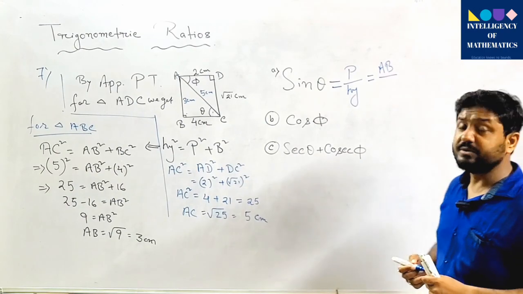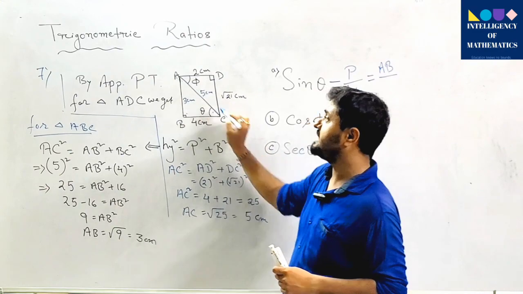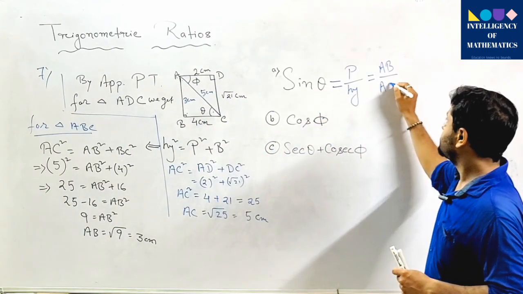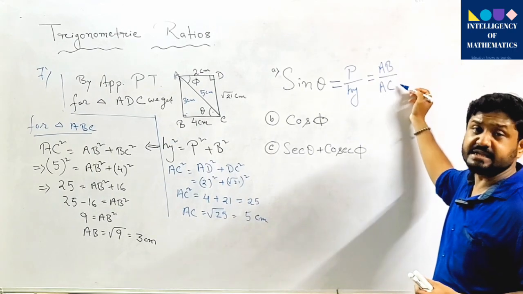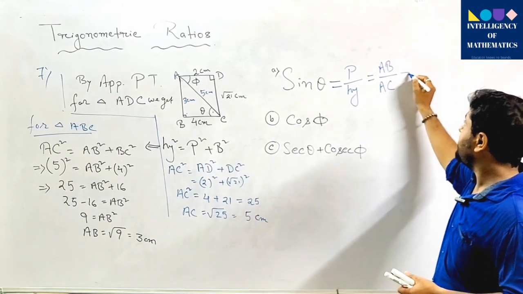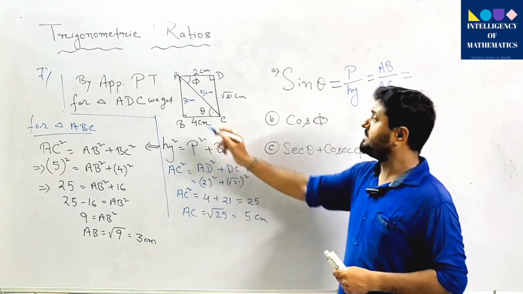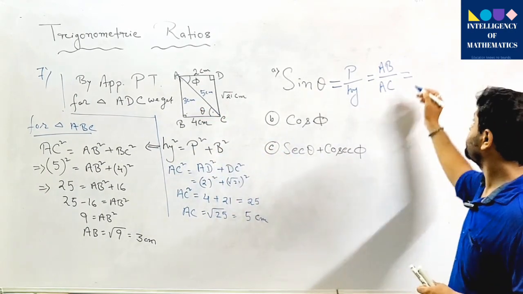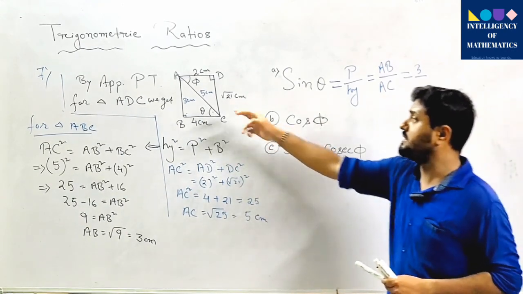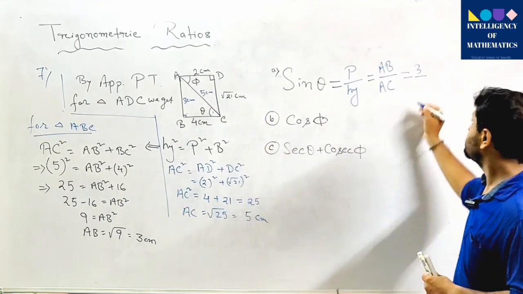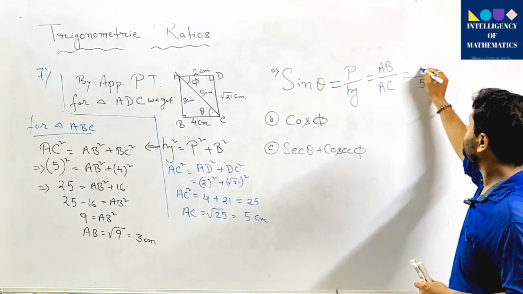Now which one will be the hypotenuse? This is the right angle. In front of the right angle is the hypotenuse, that is AC. So our first step is writing side-wise, then triangle-name-wise. Then you will put the values. AB's value we have already taken out, that is 3, and AC's value we have already got, that is 5. So the answer of this will be 3 by 5.